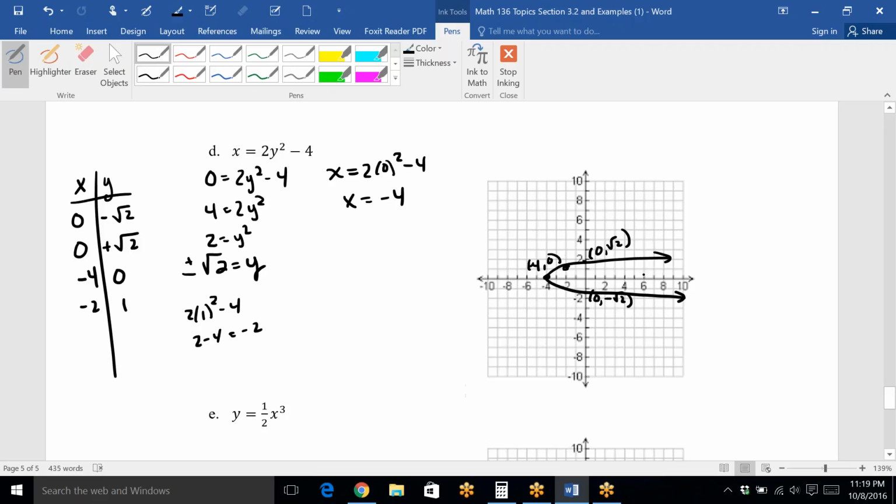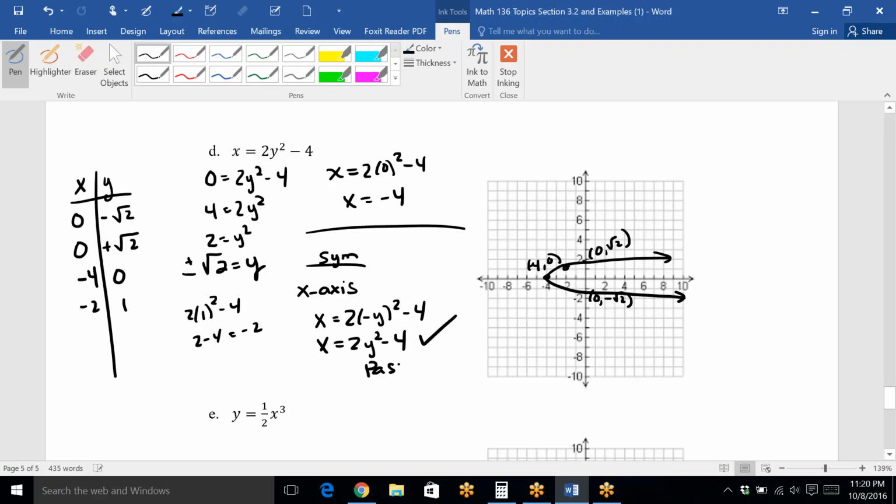And I can clearly see that this one has x-axis symmetry, but I want the test to prove that. So my test for symmetry, for x-axis, you plug in a negative y, so that would be x equals 2 times negative y squared minus 4. You square the negative, so that makes it back positive. So notice this is exactly the original equation. If that happens, it's a pass. So this has x-axis symmetry.